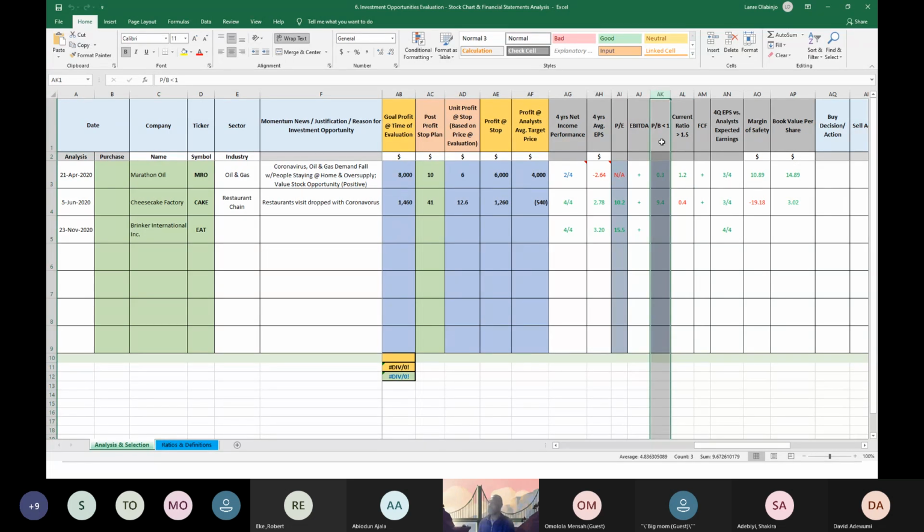Price to book, ideally, if you're looking at a value stock, what would you expect of your price to book value for a value stock? Question to the class.